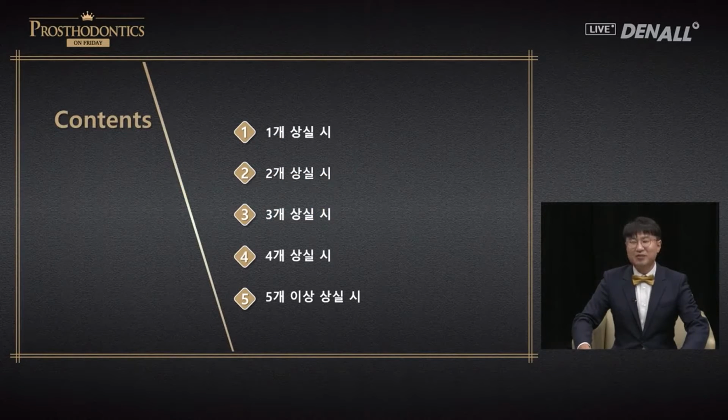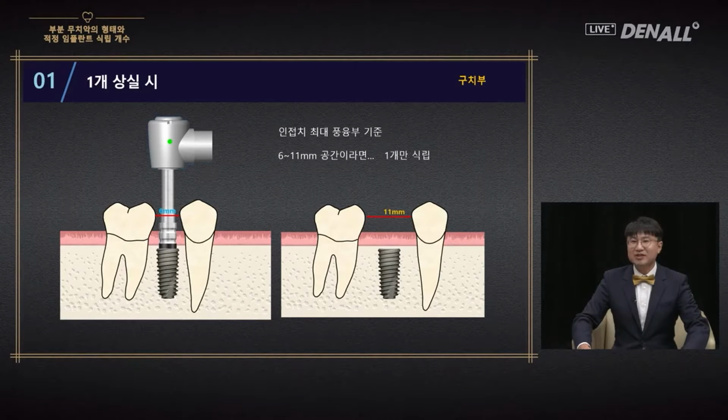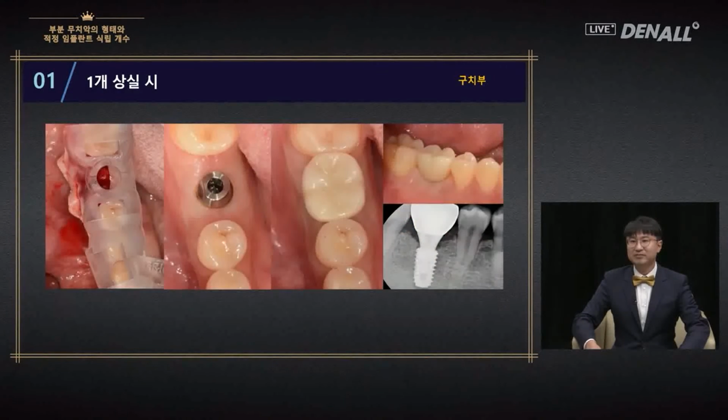The contents are very simple: 1, 2, 3, 4, 5 missing cases. So let's look at a single missing tooth. More than the distance from the CEJ or from the bone, I focus on the height of contour first, because I need to consider prosthetic restorations as well. I try to prep the adjacent teeth as much as possible, and if it is less than 6 mm, I recommend orthodontic assisted treatment and a bridge, and up to 11 mm, I place 1 implant.